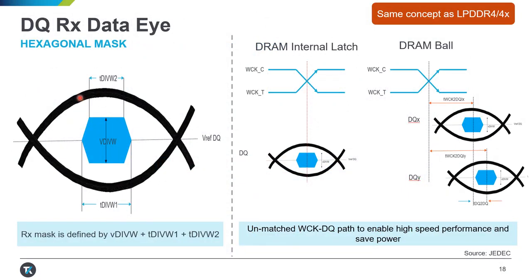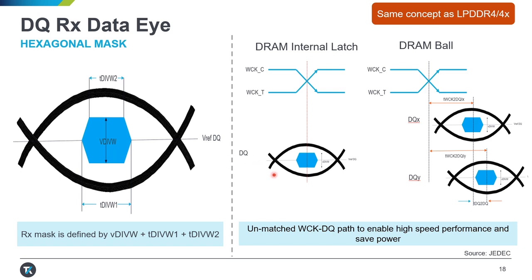The rectangular mask on LPDDR4 is replaced with the hexagonal mask on LPDDR5. RX mask is defined by TDIVW1, TDIVW2, and VDIVW. It's centered around the VREF.